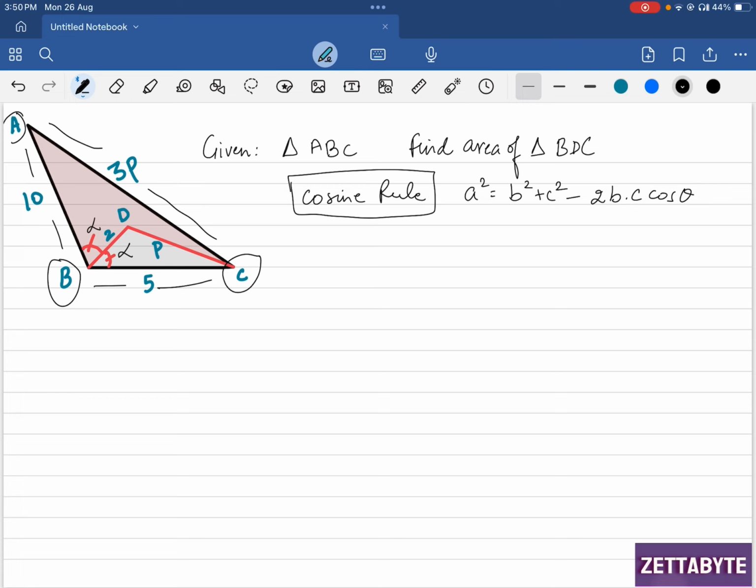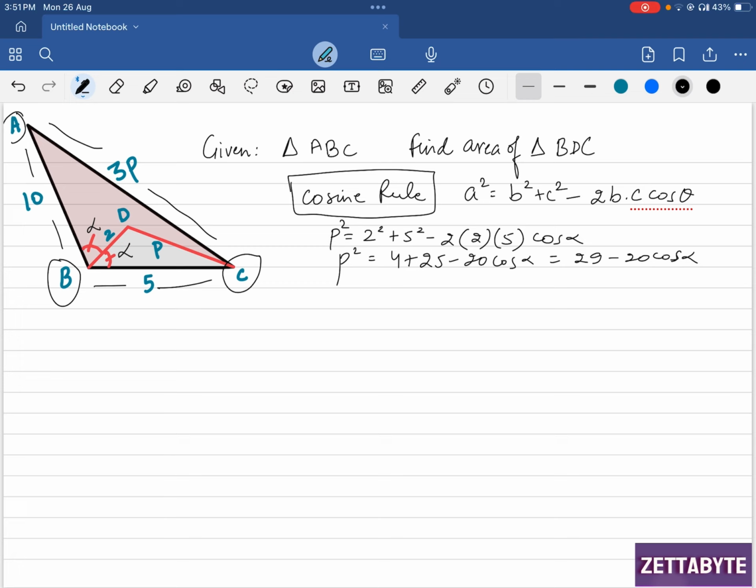So p square will be equal to 2 square plus 5 square minus 2 times 2 and 5, and then cos of alpha, which is the angle between them. So p square would be equal to 4 plus 25 minus 2 times 2 times 5, which is 20 cos alpha, which is equal to 29 minus 20 cos alpha. This is the first equation, but clearly from this equation we can't take out anything. So we'll take help of the other equation.